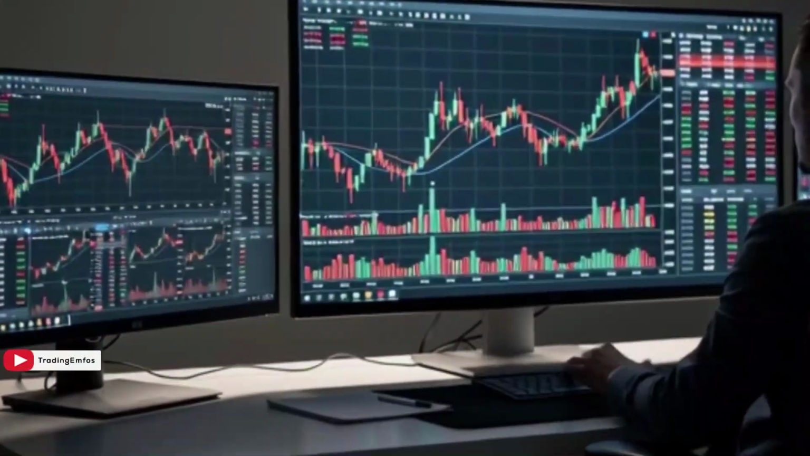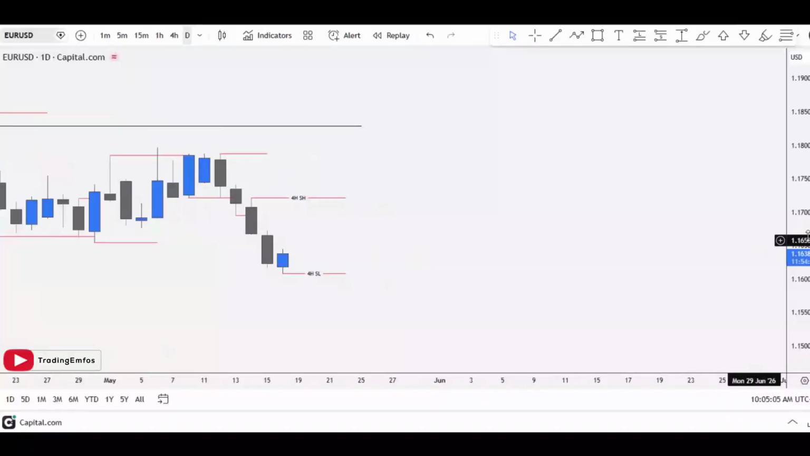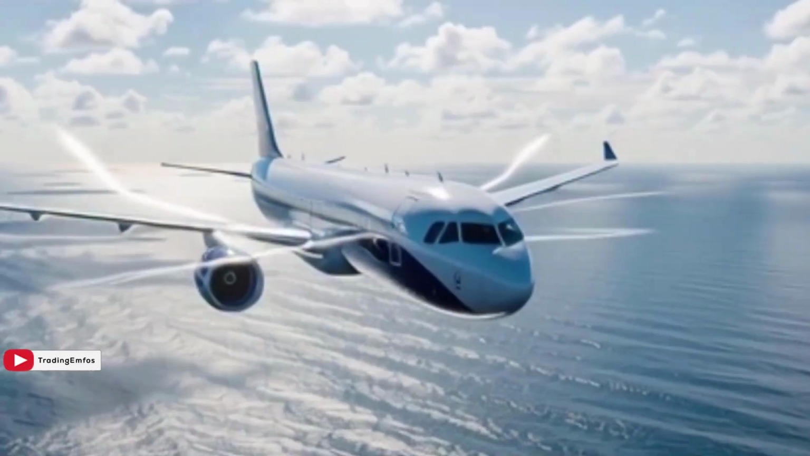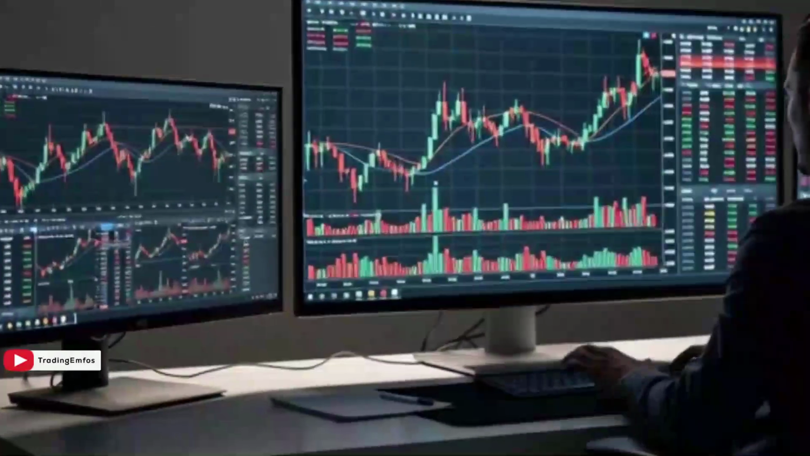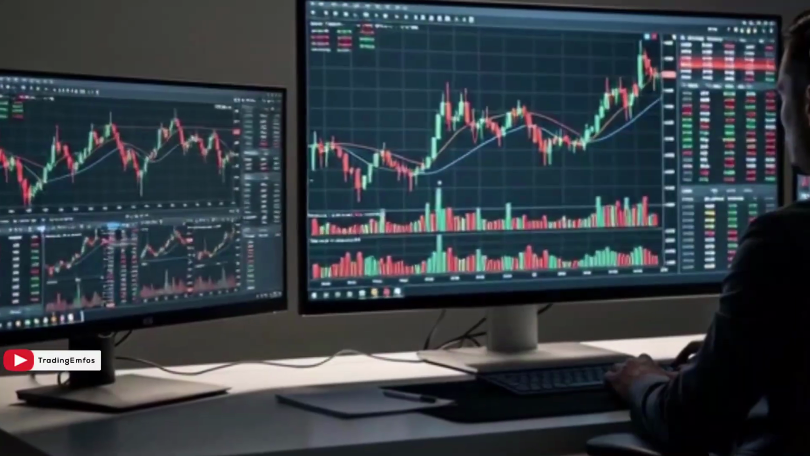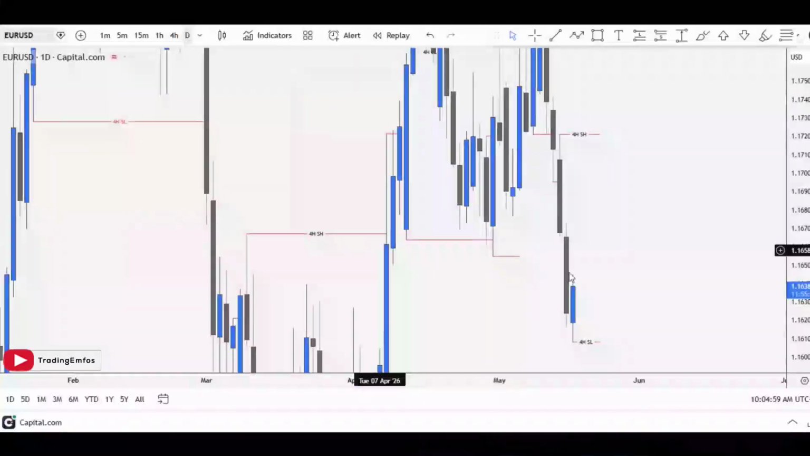Most traders are in a hurry to trade, but they are not prepared to understand. And that impatience alone is expensive. Imagine trying to fly a plane without understanding the controls. Would you do it? Of course not. But every day, traders open charts, place trades, risk money without understanding structure. And then they wonder why they keep crashing.